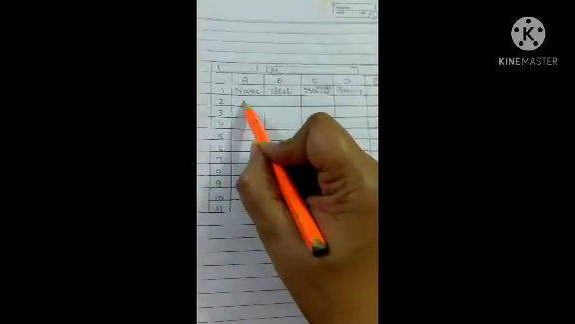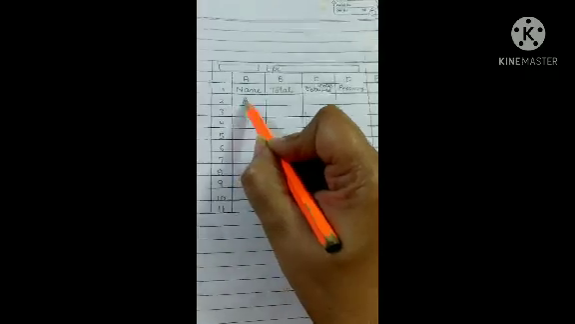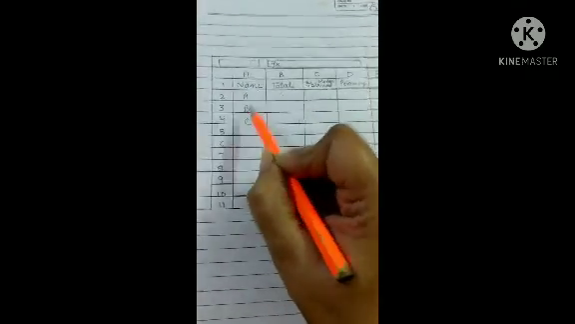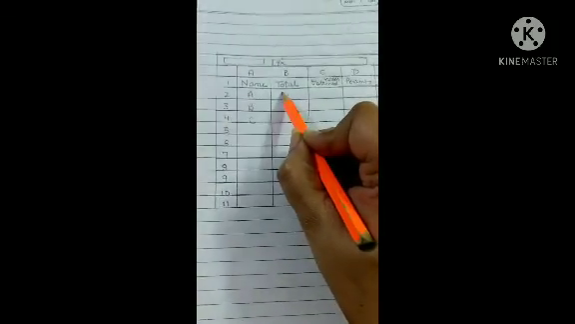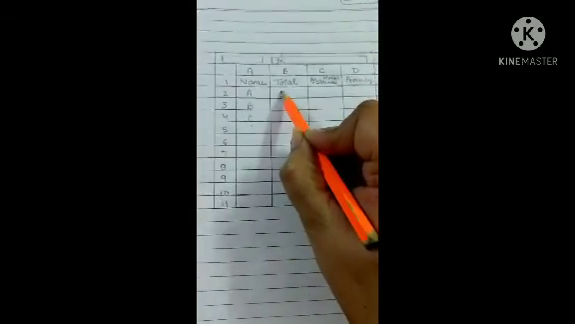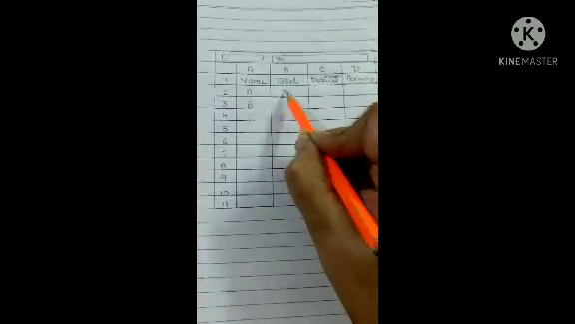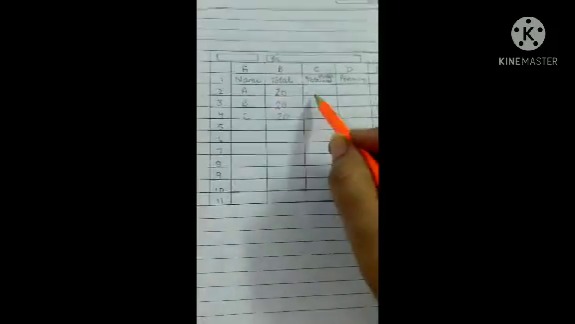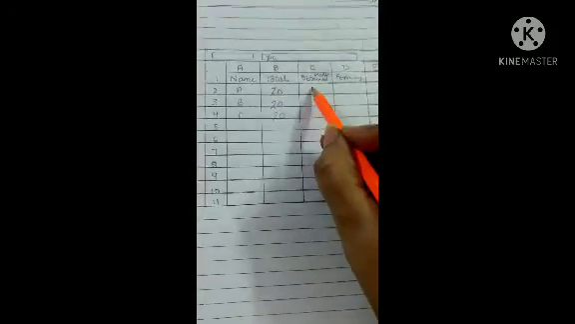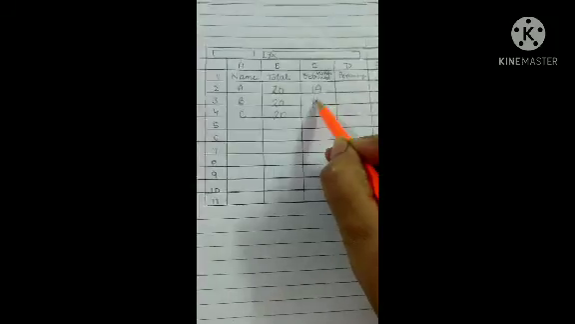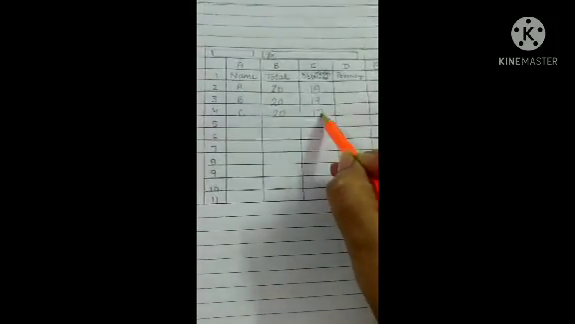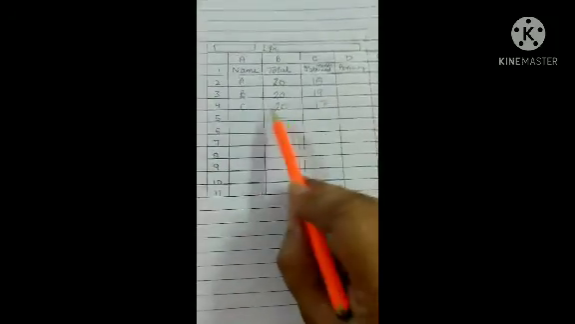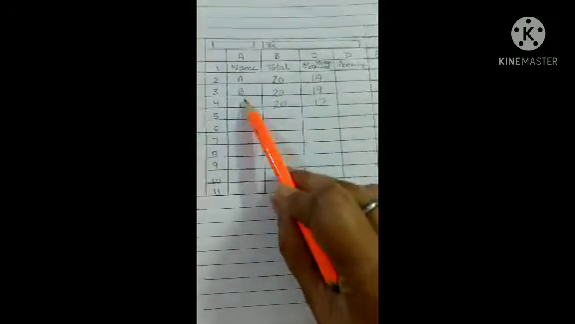Suppose the names are A, B, C. Suppose there are 3 students in my class. Total marks is 30, or let's make it 20. Total marks is 20 and the obtained marks are 18, 19 and 17. Student C got 17 marks.